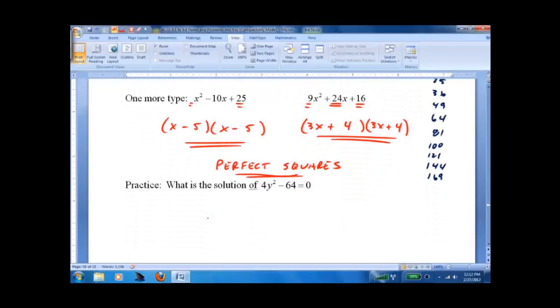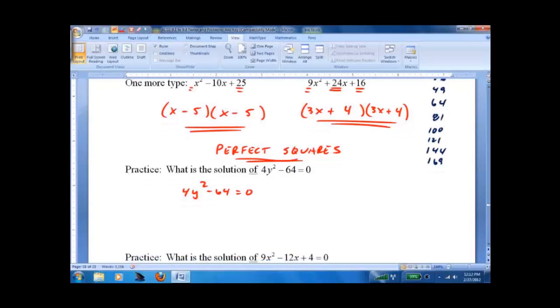So how do we solve 4y squared minus 64 equals 0? Now you look and you say, okay, it's got a minus, it's got a perfect square, it's got a perfect square, it's got a perfect square. So that should work out where I get 2y plus 8, 2y minus 8, and I can solve it.